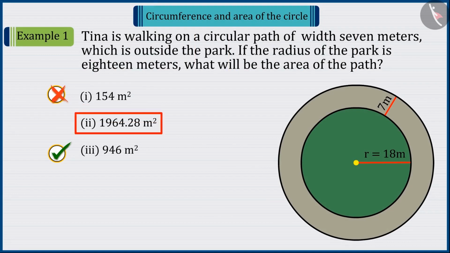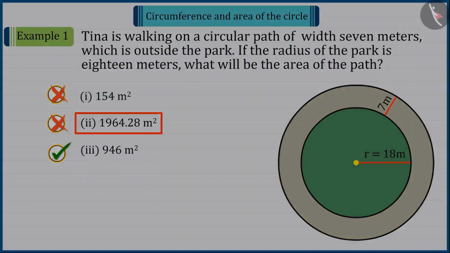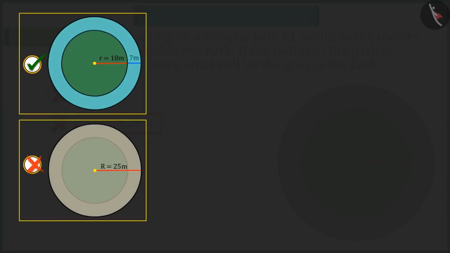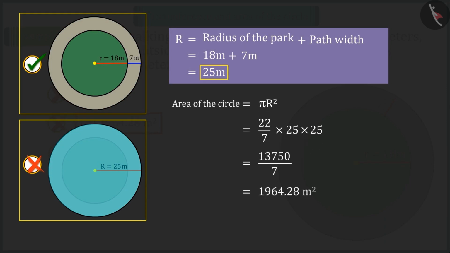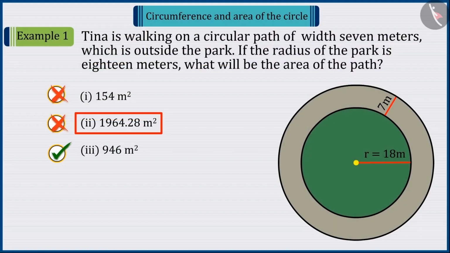If you have selected option 2, it was a good try. But it was the wrong answer. Because here, you are not finding the area of the path. Rather, the area of the circle by the total radius of the park and the path. Which is why you get the wrong answer. Often children make such mistakes where they are unable to find the radius or diameter of the circle and determine the wrong area.